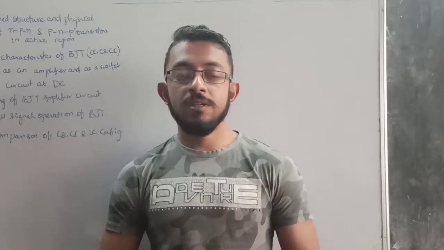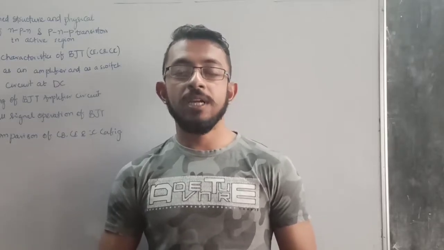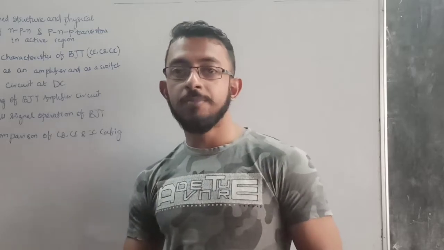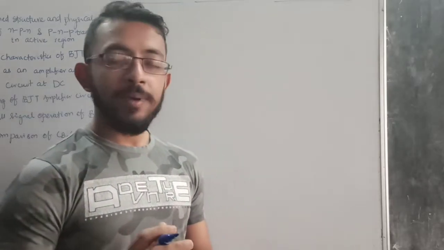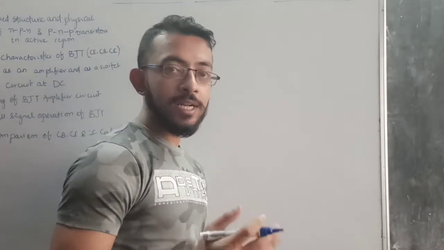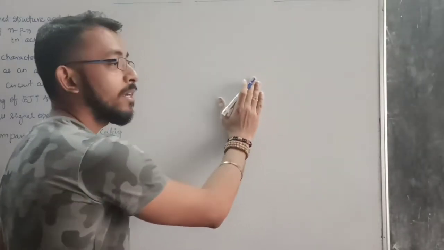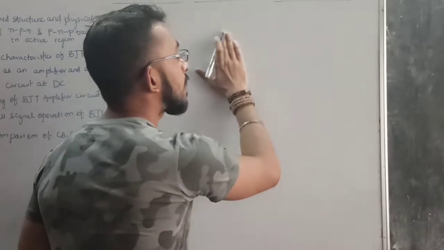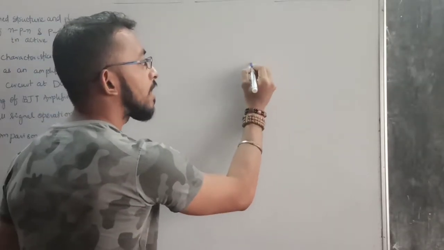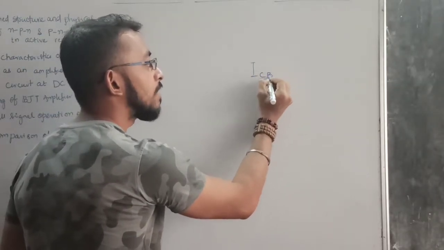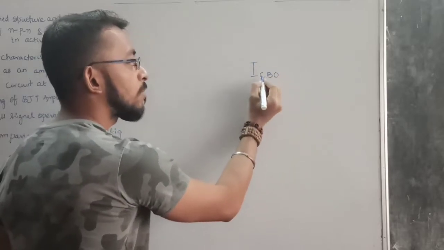In a transistor, because of the minority charge carriers, there is a current produced. Those minority charge carriers are generated by the thermal effect, meaning they are produced by applying a temperature. Okay, so that current is named ICBO. What do we mean by ICBO?